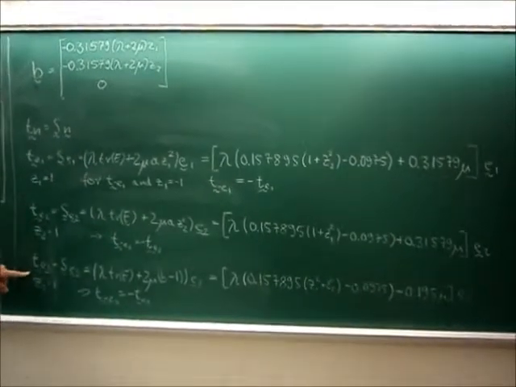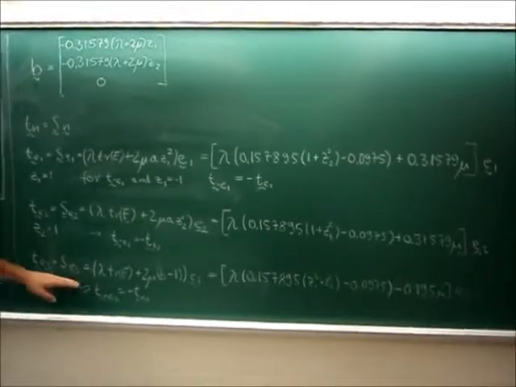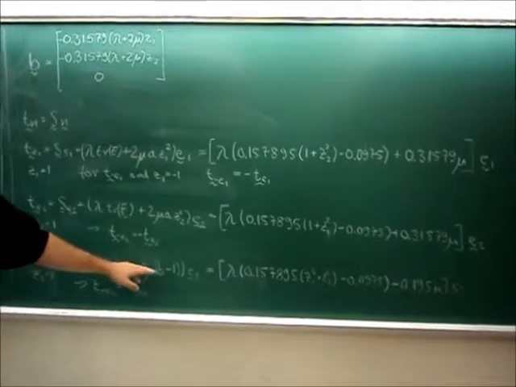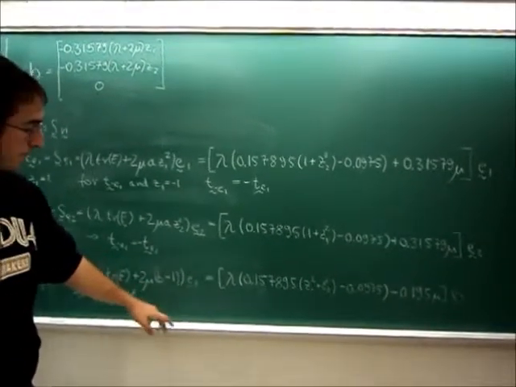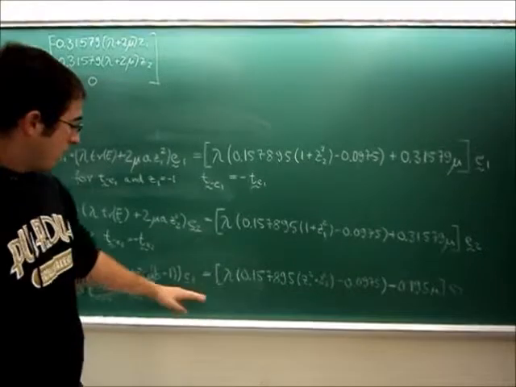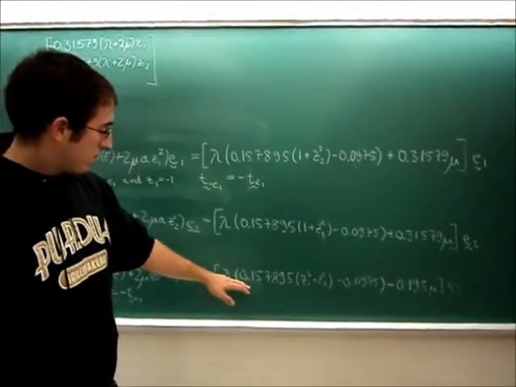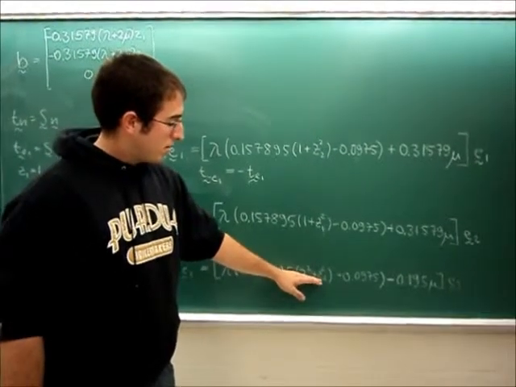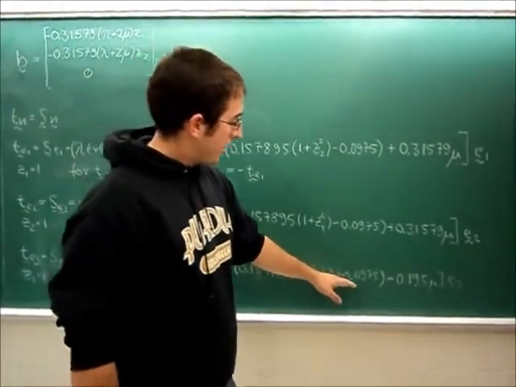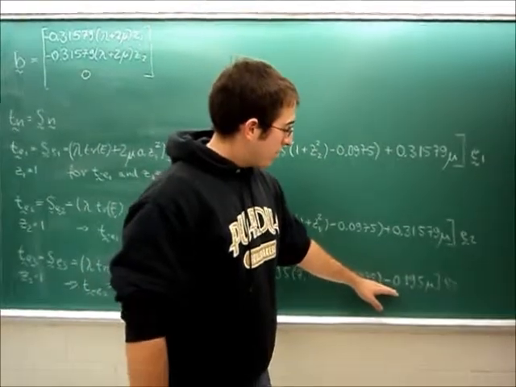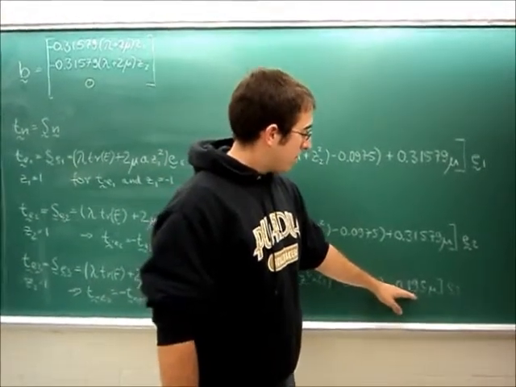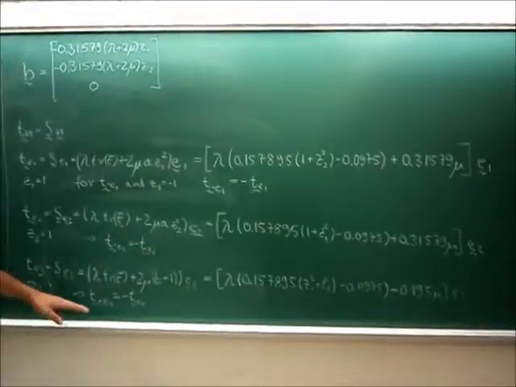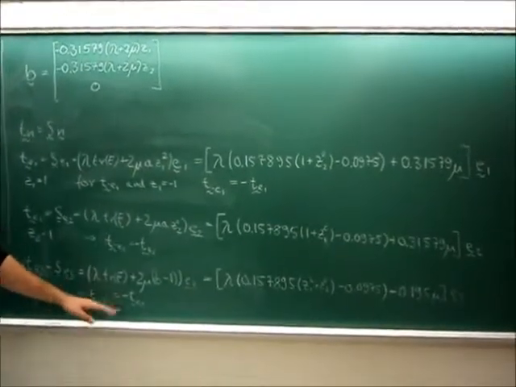For T sub E3, where Z3 equals 1, we have lambda times the trace of E plus 2 mu times B minus 1 E3. Plugging in A and B, we get lambda times the quantity 0.157895 times Z1 squared plus Z2 squared minus 0.0975 minus 0.195 mu in the E3 direction. And again, for the opposite face, it's just the opposite value.